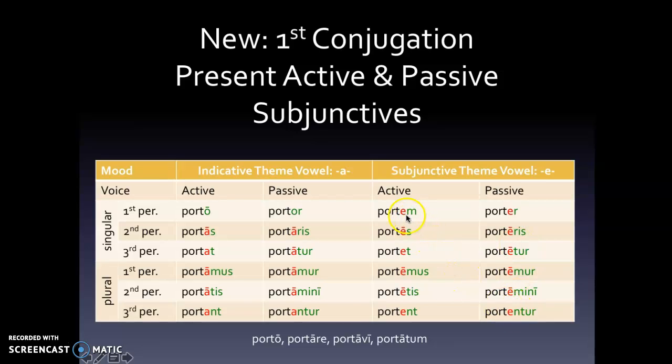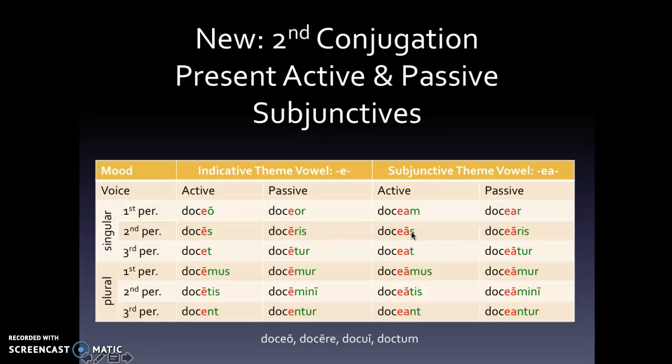After we change our thematic vowel to E, we simply add our active personal endings and our passive personal endings. So the only thing that looks different from the indicative to the subjunctive is that the thematic vowel has changed. The first conjugation will go from an A to an E. Second conjugation will go from an E to an EA.